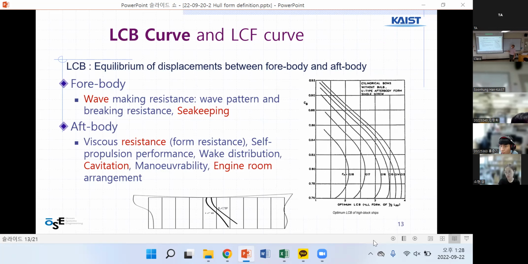Longitudinal center of buoyancy and longitudinal center of flotation. This is the equilibrium of displacement between forebody and afterbody. So for me, my body, where is the center of buoyancy? Is it in the upper part of my middle body or the lower part? Forebody is important for wave making resistance, wave pattern, and breaking resistance and CT.